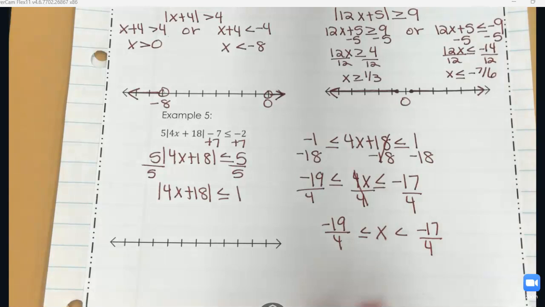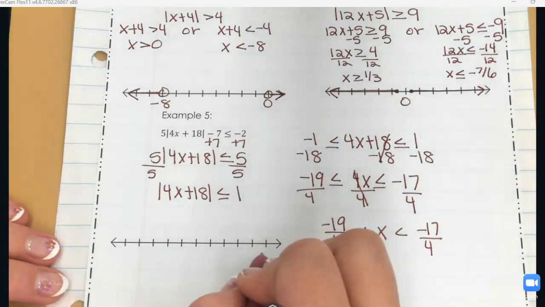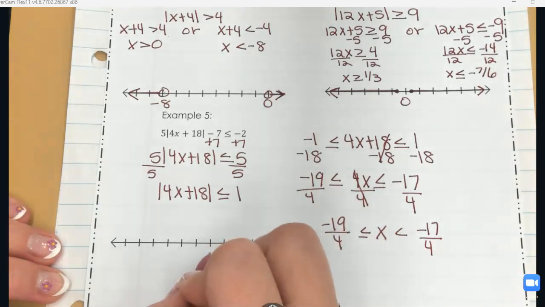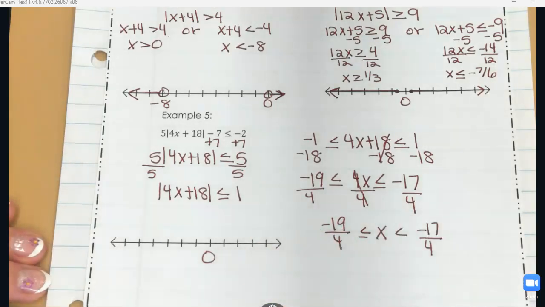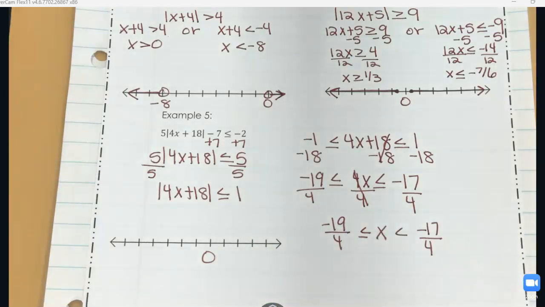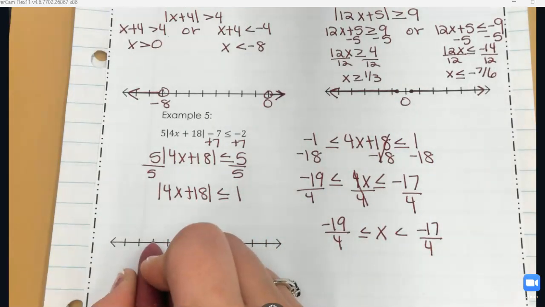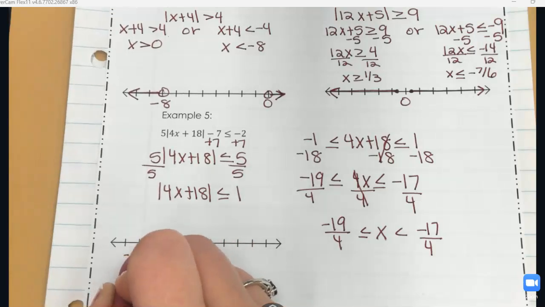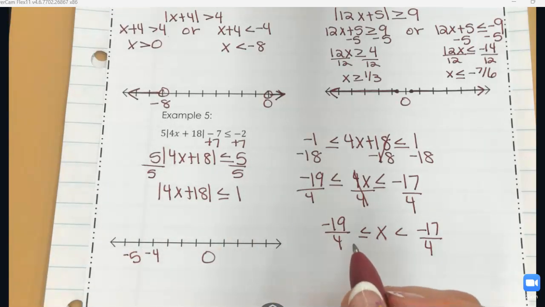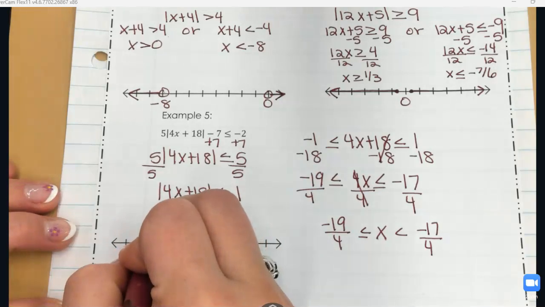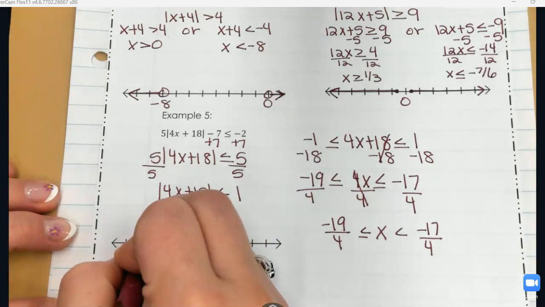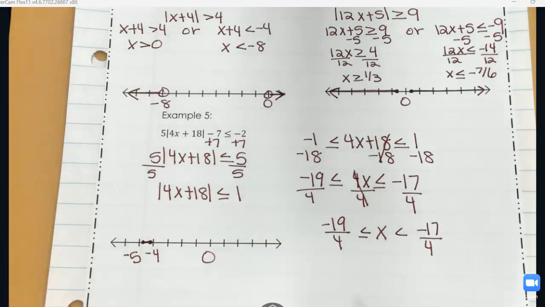So they're both negative. So if I let this be 0 here, both of those numbers are greater than 1. Let me see about what they are. This one is going to be negative 4.75, and this one is negative 4.25. So if we go 1, 2, 3, 4, this is negative 4, this is negative 5. They're both going to be around here. So two closed circles, line connecting them, and there they are.